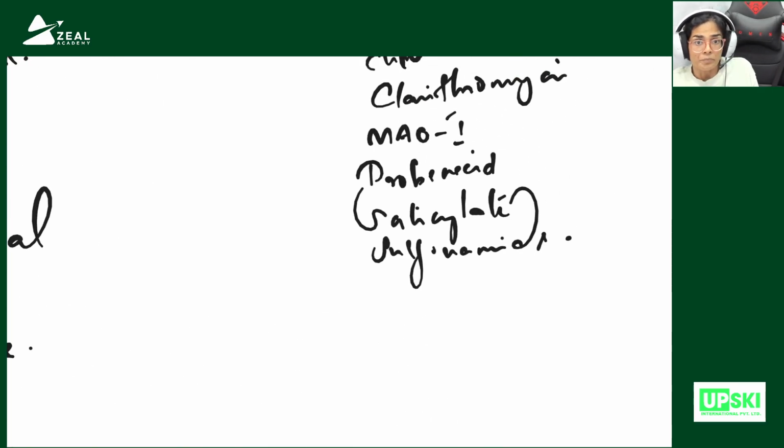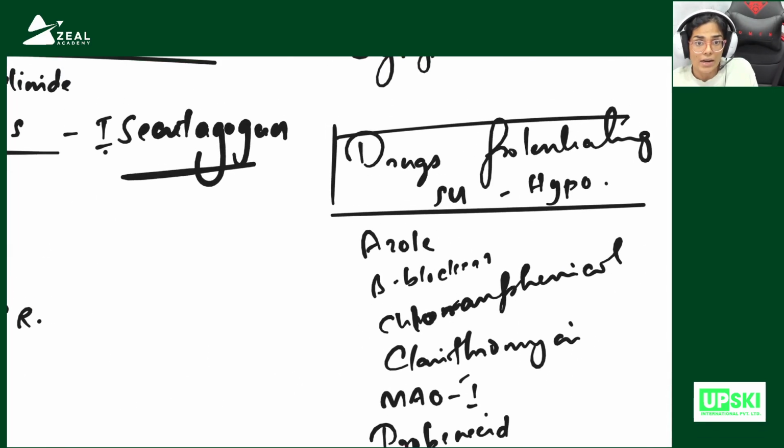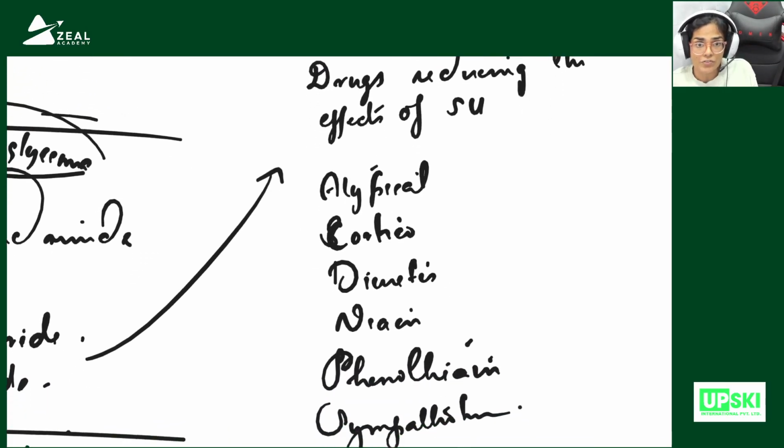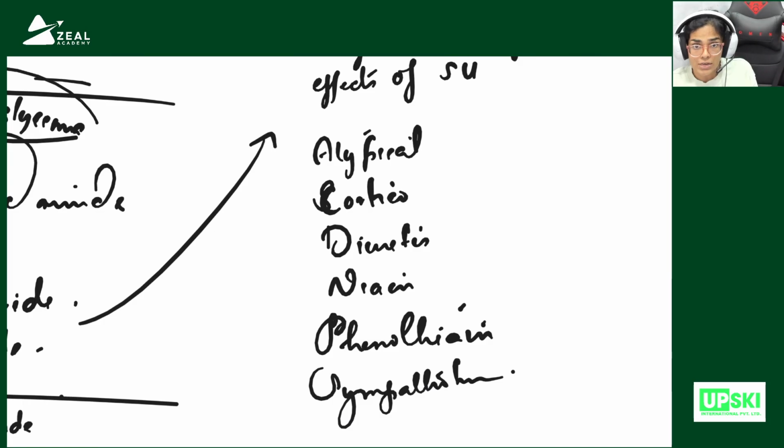For example, some drugs may decrease the action of sulfonylureas. So drugs reducing the effects of sulfonylureas are the following. Reducing the effects means these drugs can cause hyperglycemia: atypical antipsychotics, corticosteroids, diuretics, niacin, phenothiazines, sympathomimetics, etc. All these drugs can increase blood glucose level, causing hyperglycemia.